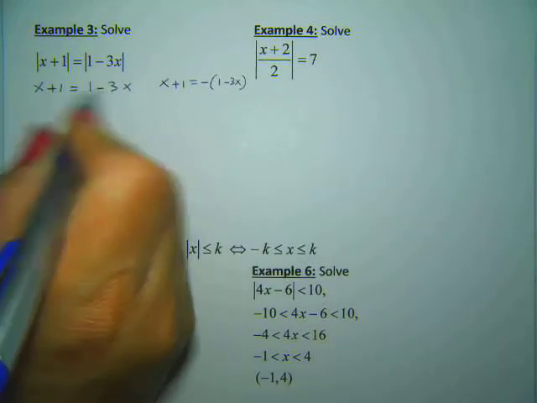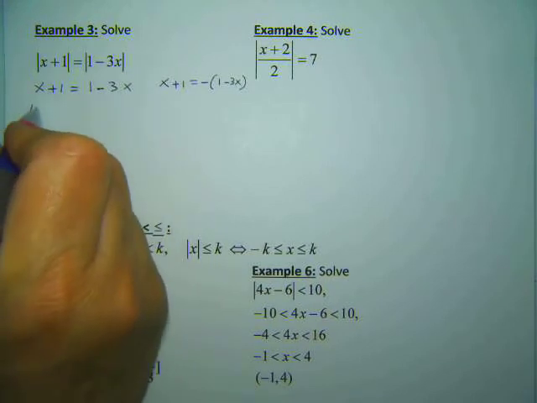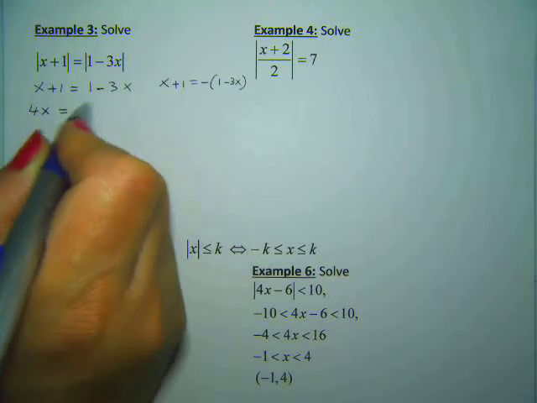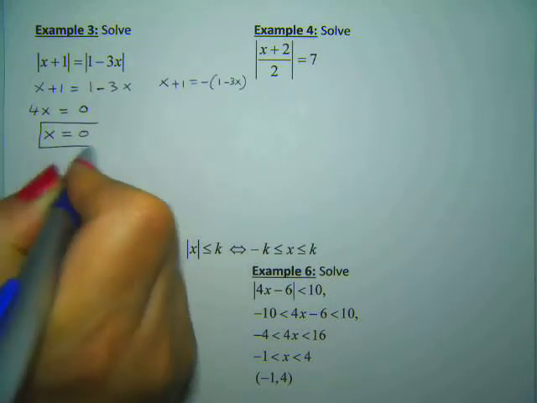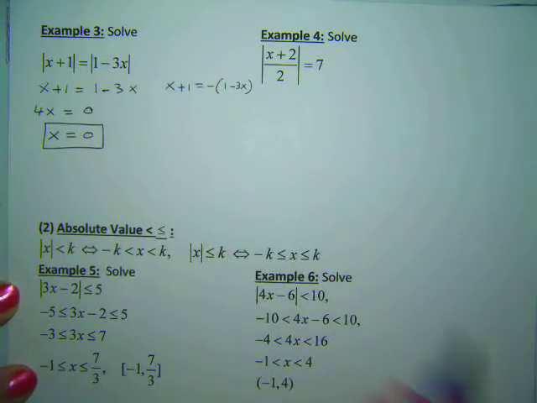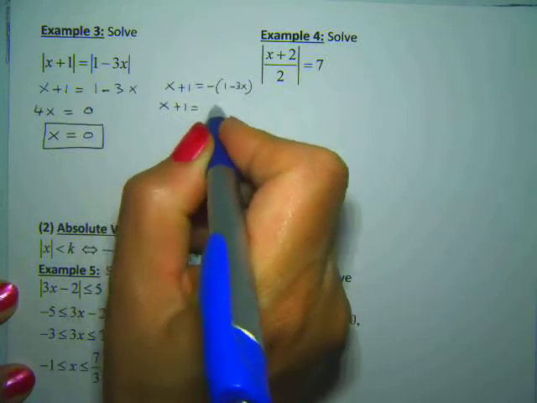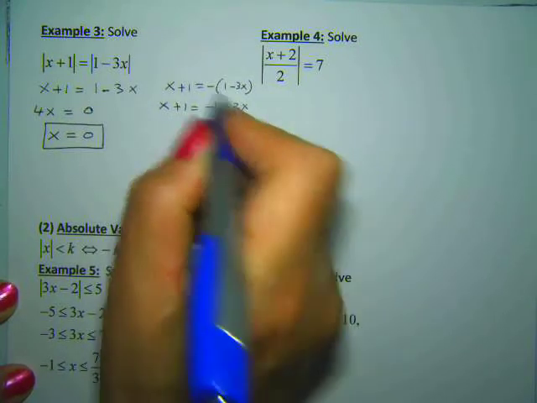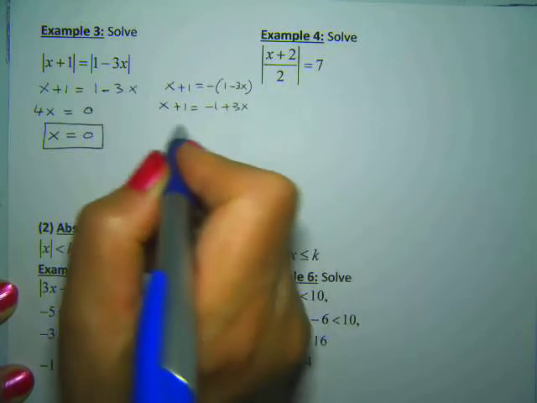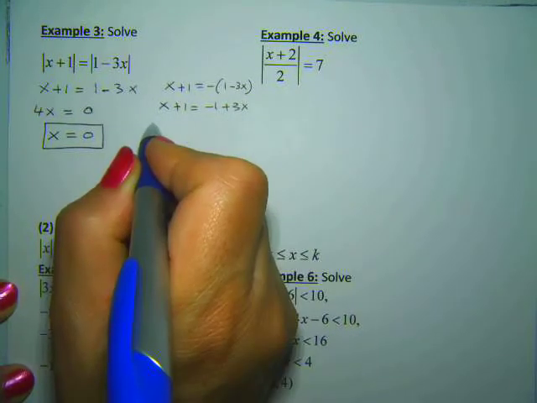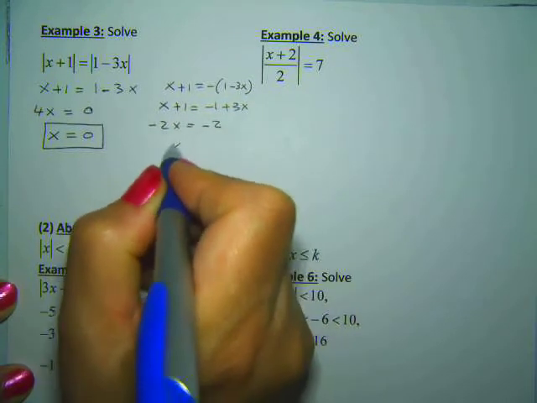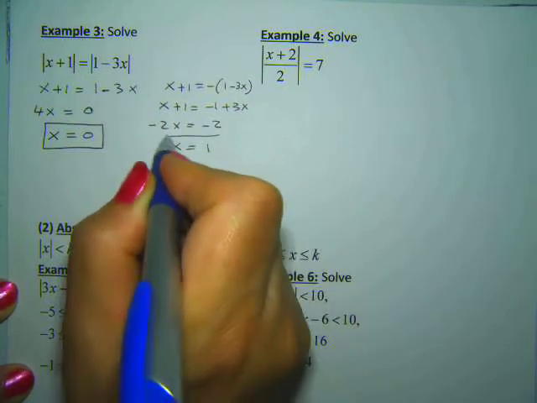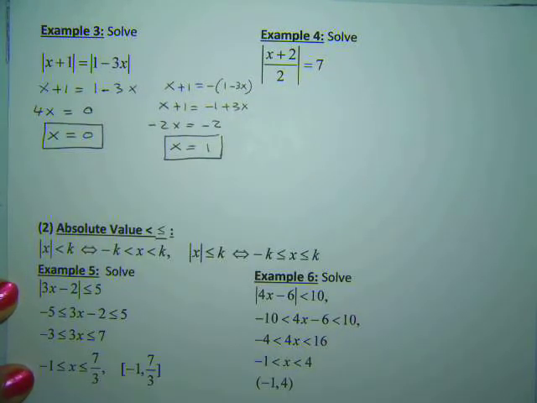Okay, let's solve this. Let's add 3x to both sides. We're going to get 4x equal to, subtract 1, we're going to get 0. So x is equal to 0. Or x plus 1 equals -1 plus 3x. So distribute the negative. Now subtract 3x. We're going to have -2x equal, subtract 1, -2, divide by -2, and you get that x is equal to 1. So in this case, 0 and 1 are the solution.